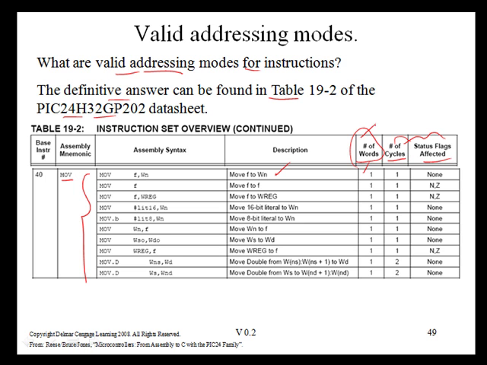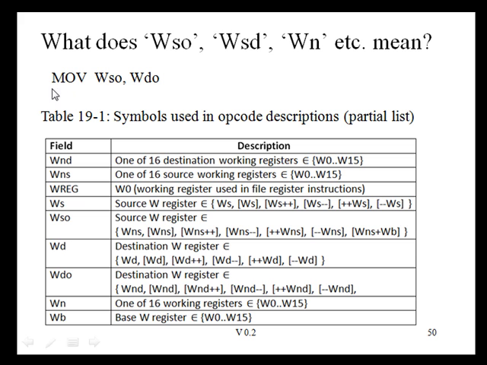We've already discussed the instruction word encoding of some instructions. What I want to concentrate on in the next couple of slides is what these variable symbols mean in these instruction descriptions. So the register-to-register description of the move instruction says move WSO to WDO. What do these symbols mean and where are they defined? They're defined in table 19-1. Here's a partial list of them.